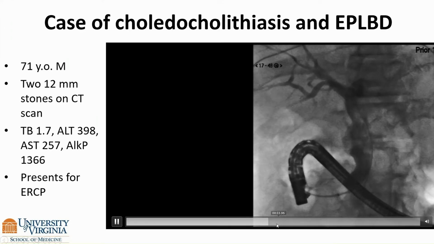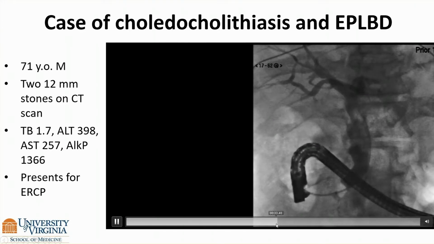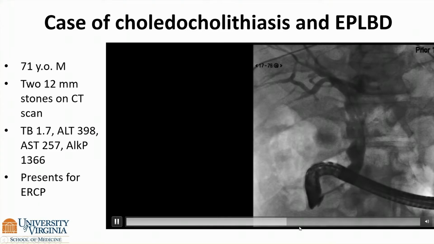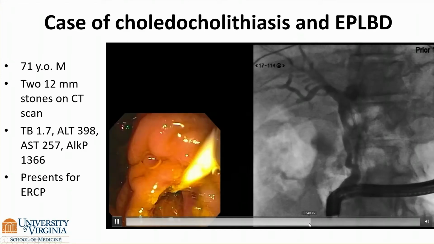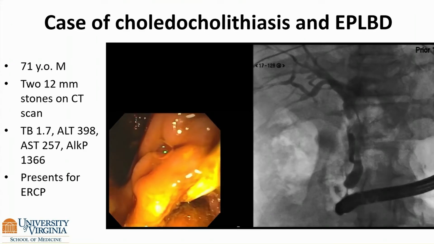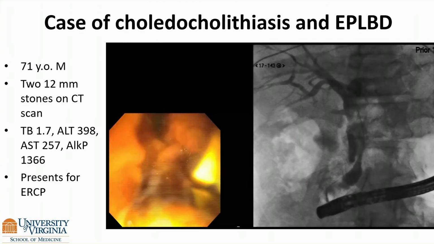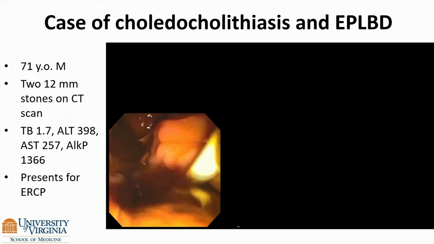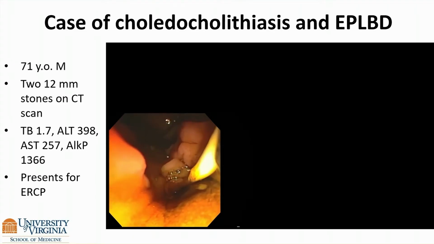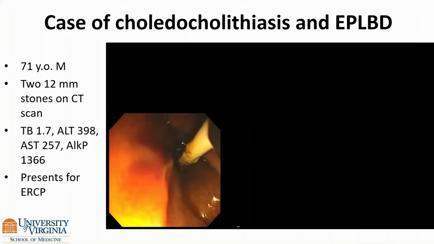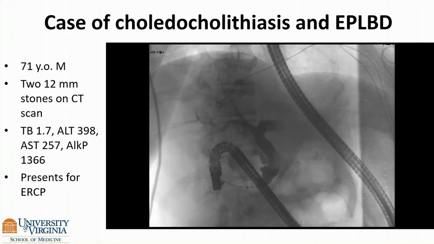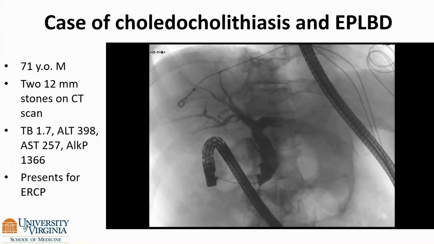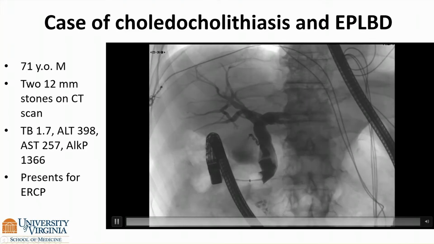This is a little bit of a larger stone, so the scope is being pushed in and torqued to try to get it out. Stone comes out pretty readily, as you can see here on the representative white light images. And while you don't always have to do this next step, we do have ability to do 3D cholangiography using our multi-purpose fluoroscopy table. And in this case, we show that no other stones remain.